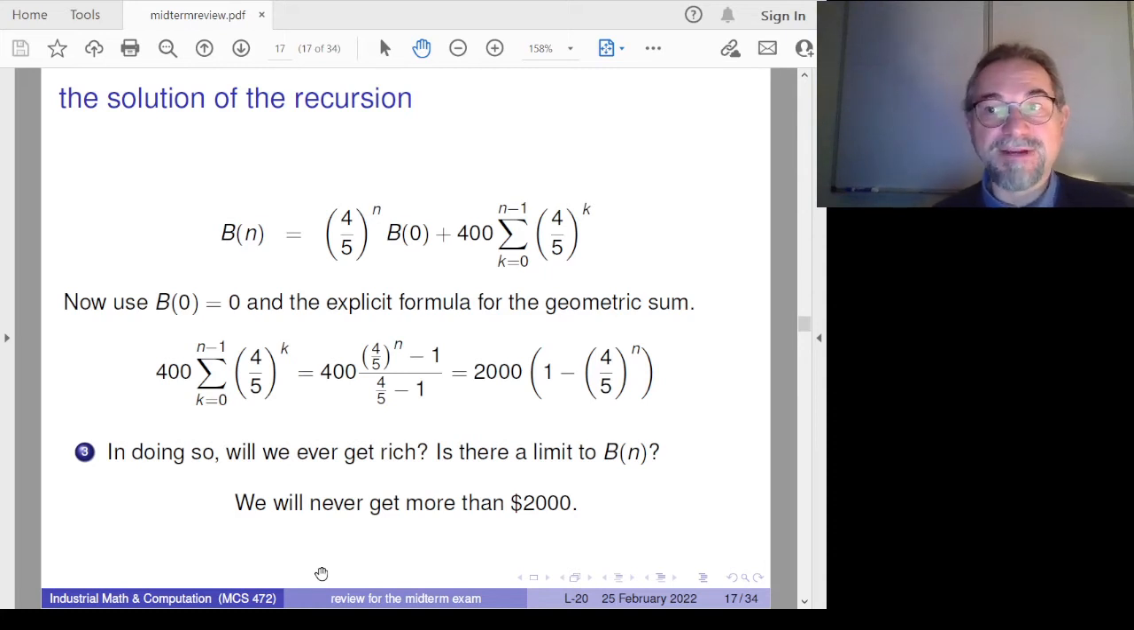Well, will we ever get rich? Probably not. So, well, it depends on $2,000. It's a lot of money, but it's not exactly being rich. So there is an upper bound to this scheme. So we will, on our savings account, if we keep on doing that, withdrawing 20%, we will never get more than $2,000.